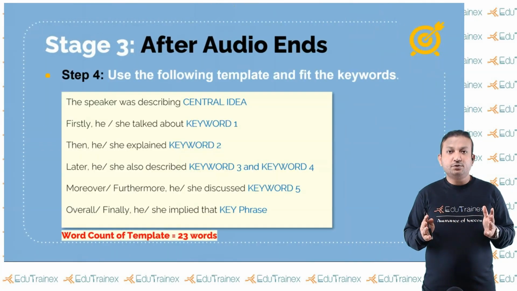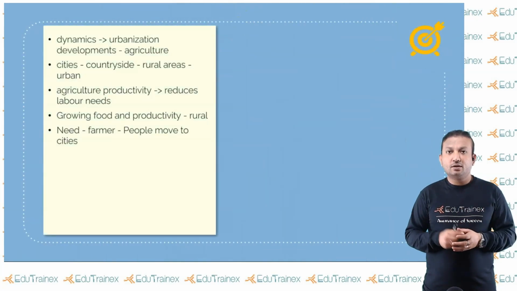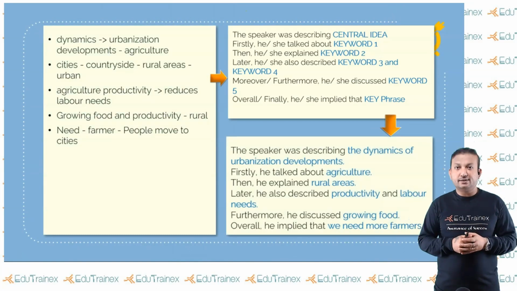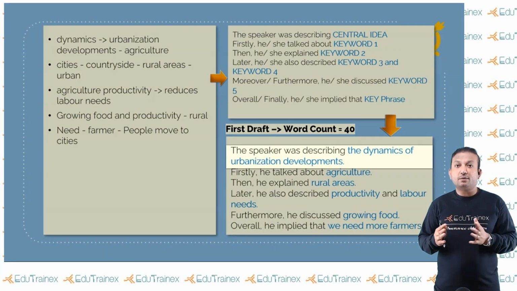Now it's time to use the notes and the keywords in our template. So you have seen this template earlier. The word count is 23, and again we need to add 27 more words. So let's proceed to prepare our first draft. So to introduce the topic, I say the speaker was describing the dynamics of urbanization developments. I use the idea 1 discussed before.